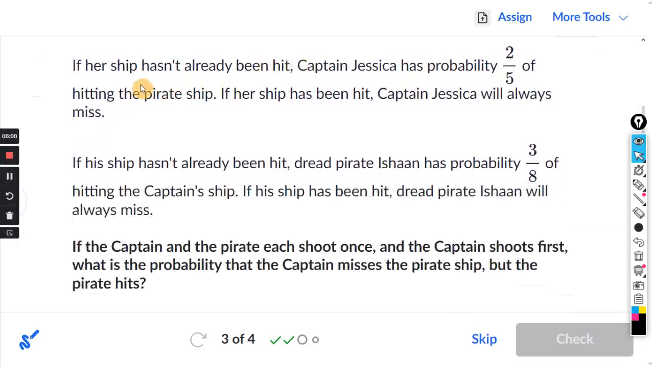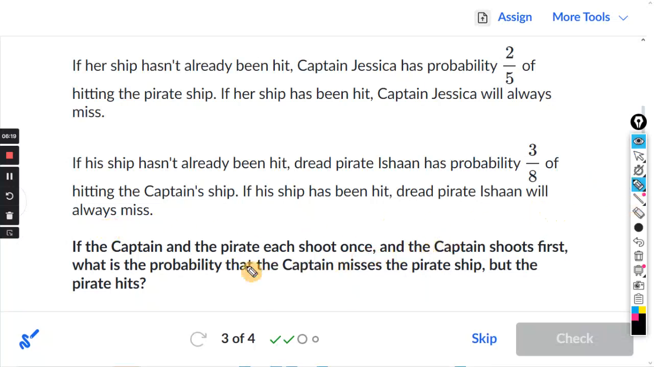Okay, if the ship hasn't already been hit, the captain has a probability of 2/5 of hitting. If the ship has been hit, she will always miss. If the ship hasn't been hit, the pirate has a probability of 3/8 hitting. If it has been hit, the pirate will always miss.